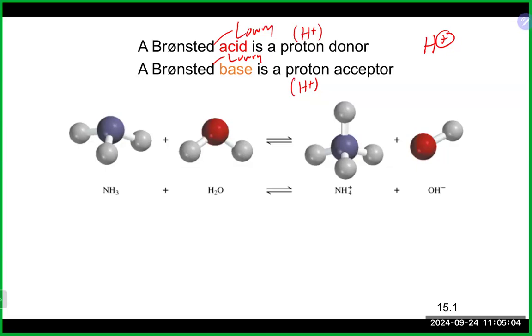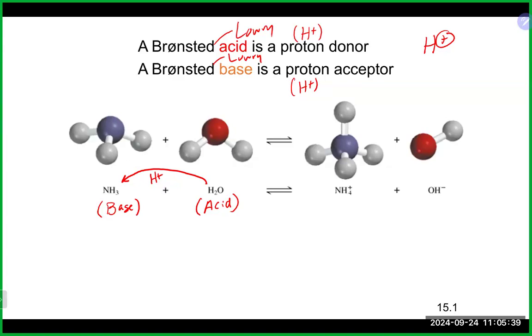With that being said, in this particular case, what is happening is the water will actually be sending an H+ over to the NH3. What that means is, in this example, the water is acting as the Bronsted-Lowry acid as it is donating the proton over. The NH3 will accept the proton, which means it's going to act as the Bronsted-Lowry base in this case, as it accepts the H+.